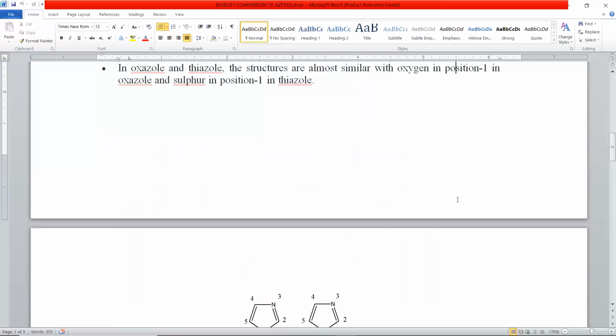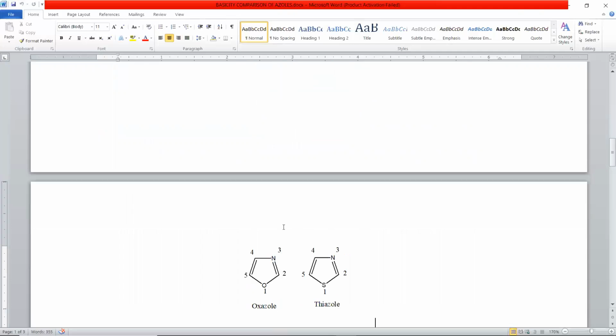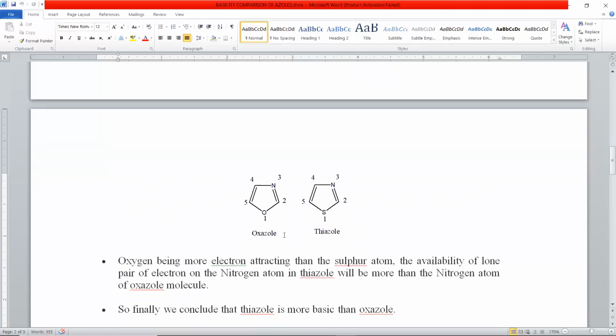Next, if we consider oxazole and thiazole, these structures are almost similar, with oxygen in position 1 in oxazole and sulfur in position 1 in thiazole. So oxazole and thiazole differ in the oxygen and sulfur atoms. The nitrogen atom is the same. Oxygen is more electronegative, and it is more electron attracting than the sulfur atom.